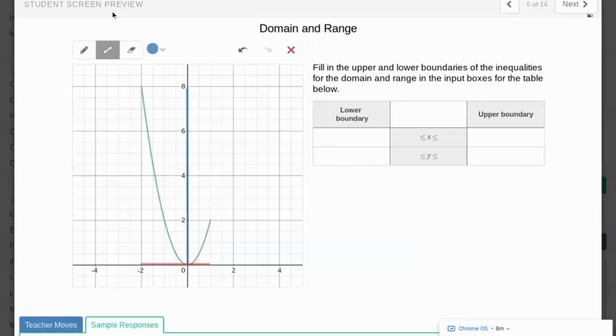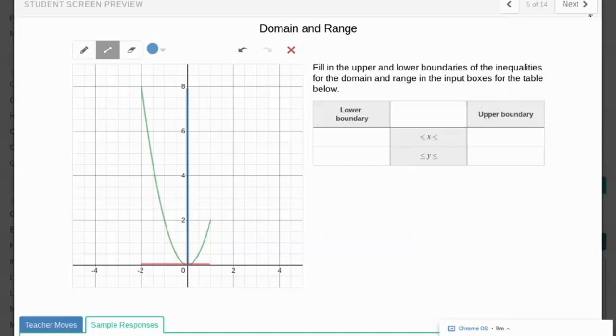Okay. So we want to look at our boundaries. So we're going to fill in the upper and lower boundaries of the inequalities for the domain and range in the input boxes for the table below. On this slide, we will complete our inequality notation. Inequality notation is super helpful when we're working with continuous functions. Remember, continuous functions have an infinite number of points.